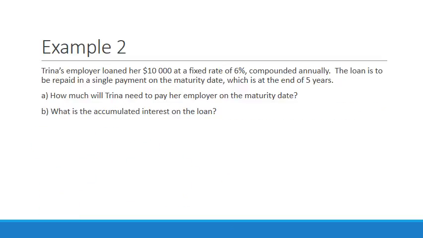Example 2. Trina's employer loaned her $10,000 at a fixed rate of 6% compounded annually. The loan is to be repaid in a single payment on the maturity date, which is at the end of 5 years. Maturity date means just the date that your payback payment is due. Anyway, how much will Trina need to pay her employer on the maturity date? So when this money is due, how much is she going to have to pay back?